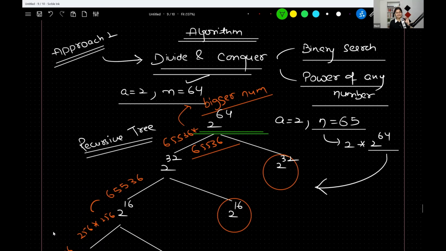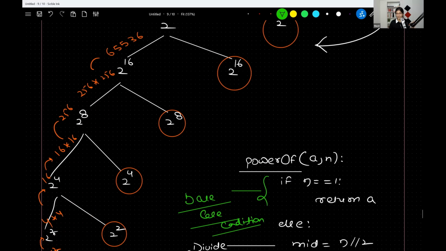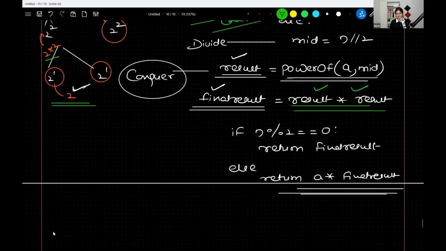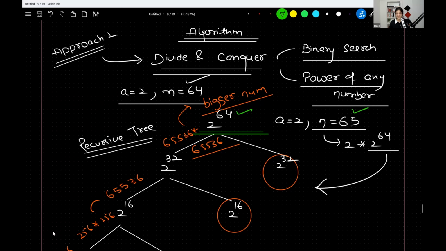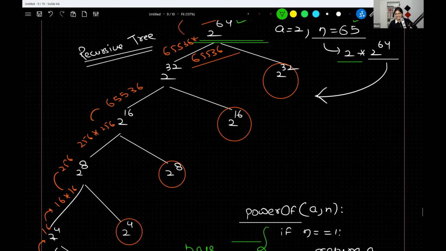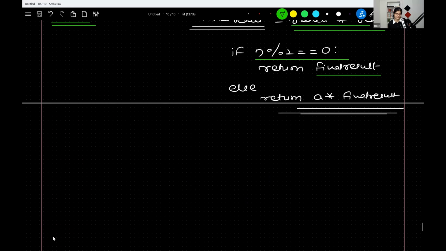Now the question is that it's an even number. What if we get an odd number? In that case, just one more check is required. If you have an odd number, you will say 2 into 2 to the power 64. If the bases are same, you can add the powers. Base is same, add the powers. 2 to the power 65 only, right? So in that case, you can just return a into the final result. That's it.